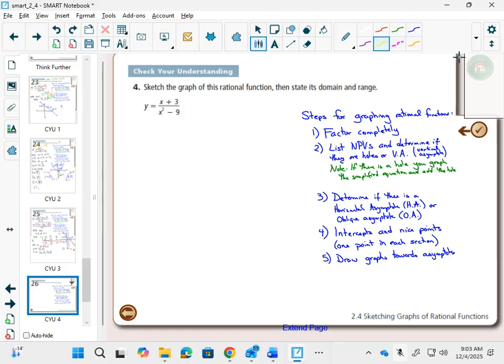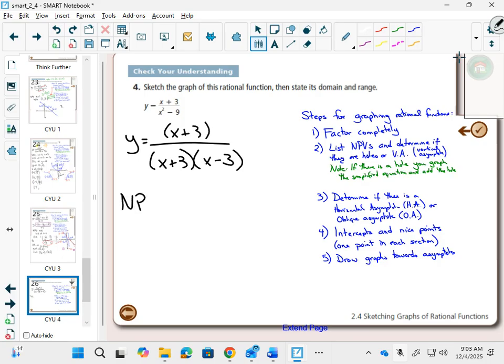And our last example for the unit, and we start with factoring. The bottom is a difference of squares. Non-permissible values: x can't equal -3, and x can't equal 3, and this simplifies. So my new equation after simplifying is 1 over x minus 3.